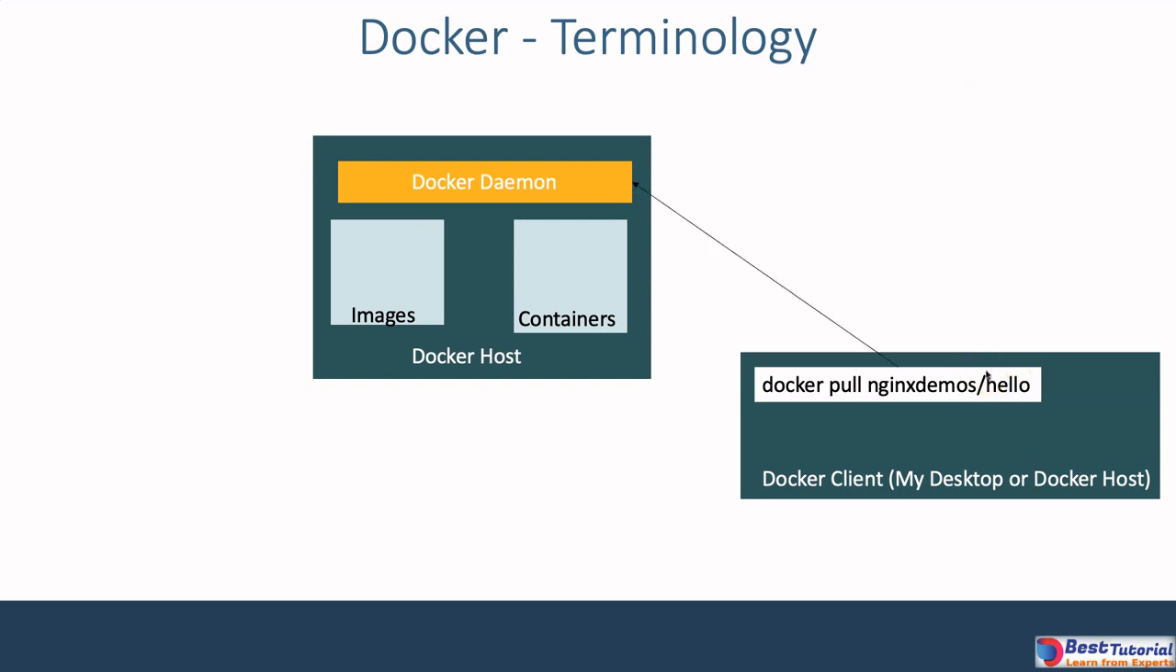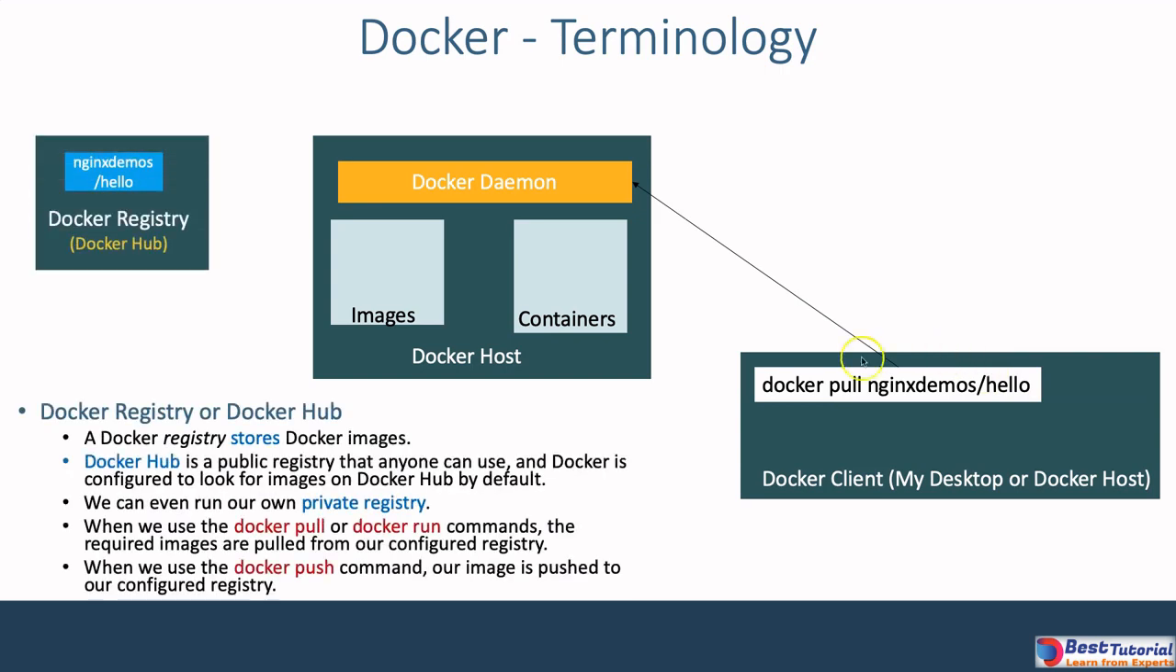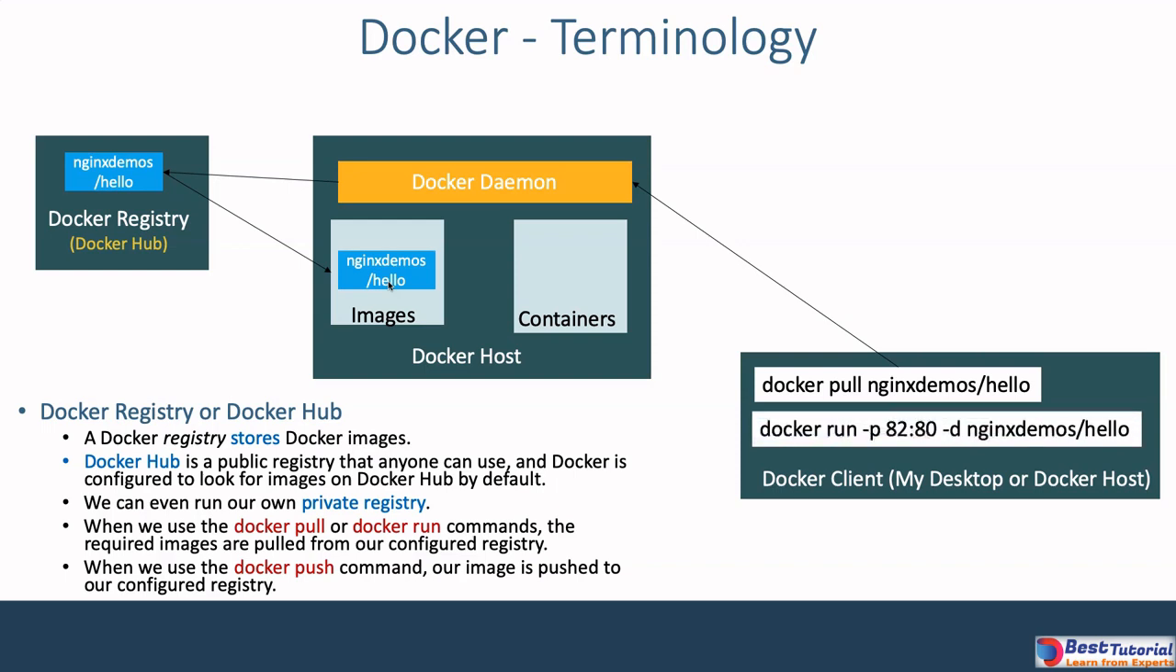So what happens is it will communicate to the Docker daemon, and via the Docker daemon it will go to the Docker registry, right? From the Docker registry I pull the nginx demo hello and download that image to my Docker host. So the image is present here. Now I'm going to run it, right?